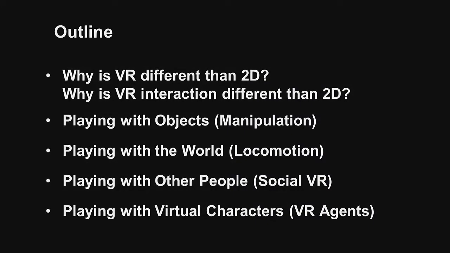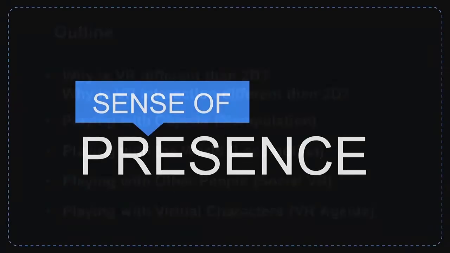So why is VR interaction any different than 2D interaction, or why is VR different than 2D at all? I'll just do a little section on that, just the high-level why, and then I'll talk about things from kind of the point of view, again, more of an applied point of view. If you want to play with objects, you want to play with the world, you want to play with other people, and you want to play with virtual characters, how would you do these things in VR? And it's not going to be nearly as rigorous as these guys. It's, again, going to be more of an actual application-focused approach.